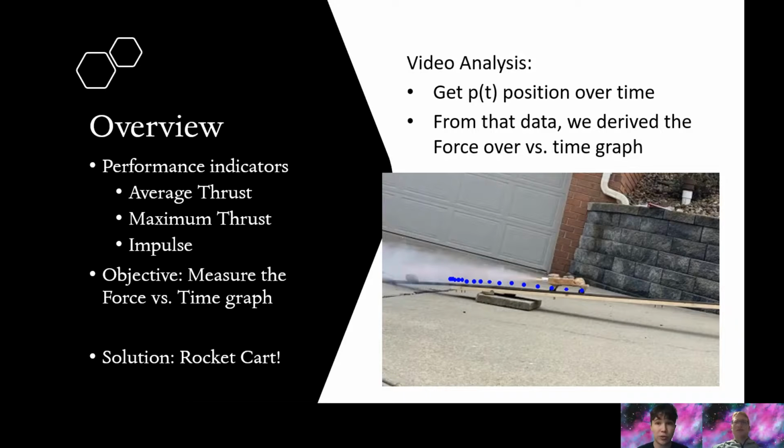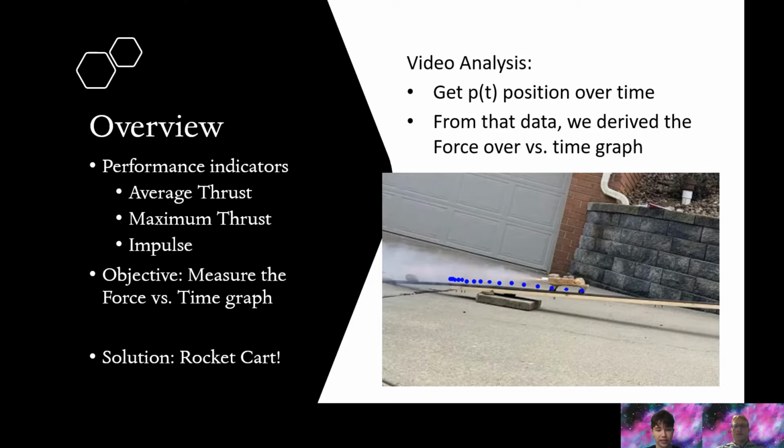So to gain more thrust, we first had to measure how much thrust we were already doing. So we did some research and we found that there were certain performance indicators, which are sort of like metrics used to measure the performance of a model rocket, like average thrust, maximum thrust, and impulse. We'll talk more about what these actually mean later.